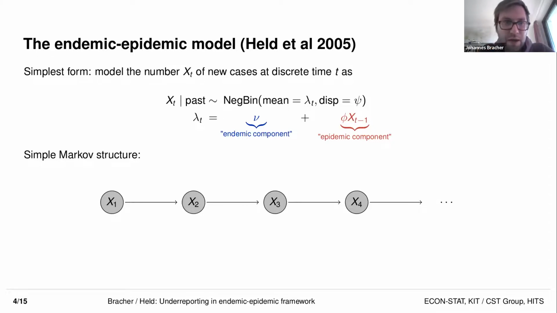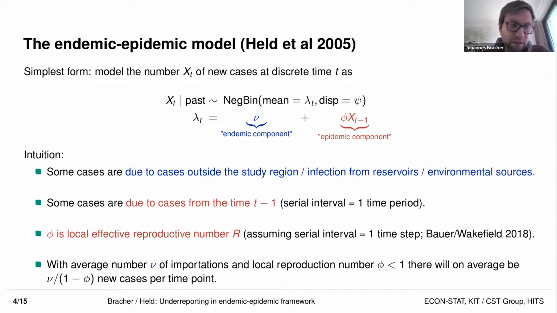You're probably familiar with that by now. This will all be in the univariate case because I had to keep things simple to get the theory to work. But anyway, as always, we have this decomposition into a constant, this endemic term, and then an autoregression on the past value, this phi times x_{t-1}, and then the model has this simple Markov structure. Let me give you some more intuition, sorry. So this is cases that come from somewhere else than last week in the same region, and these are cases that come from what happened one time step ago in the same region.